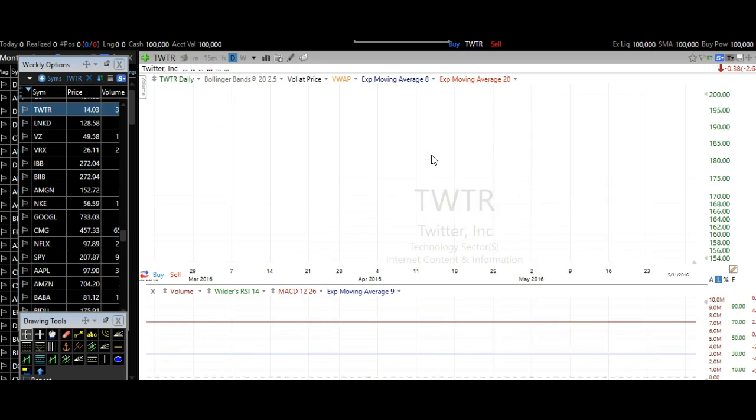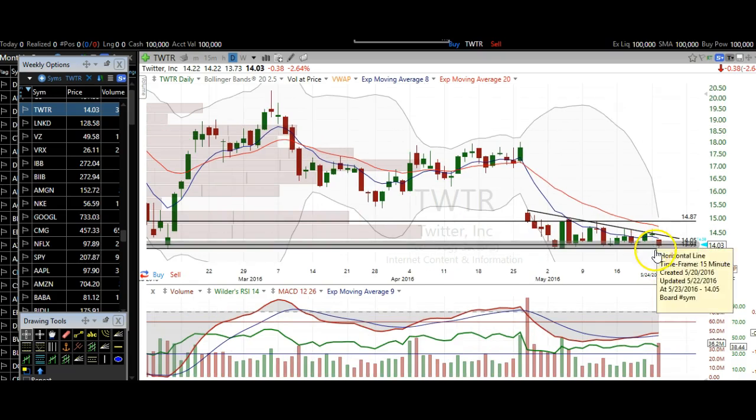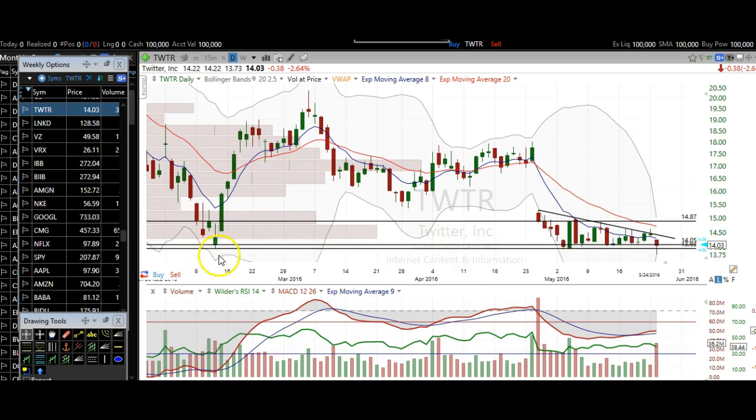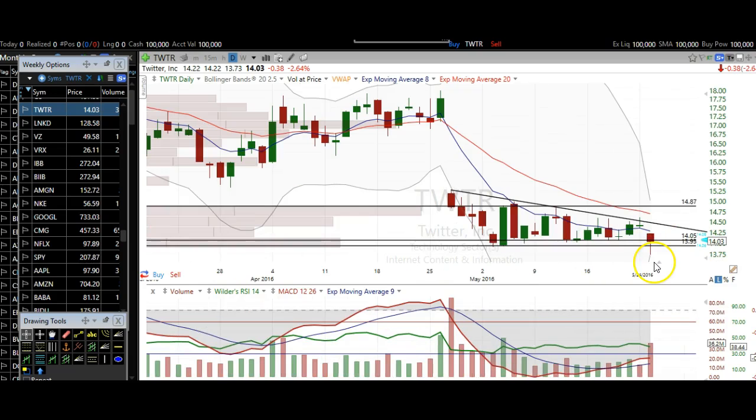Next, I want to cover Twitter. Now, Twitter had a nice hammer here off the low. So it tried to break below, but buyers stepped in, and this is a big level here, this 1390 level. It was the previous all-time lows over here, and then we just bounced, bounced, bounced, and then we have this downtrend line over here. So look for this level to hold here.